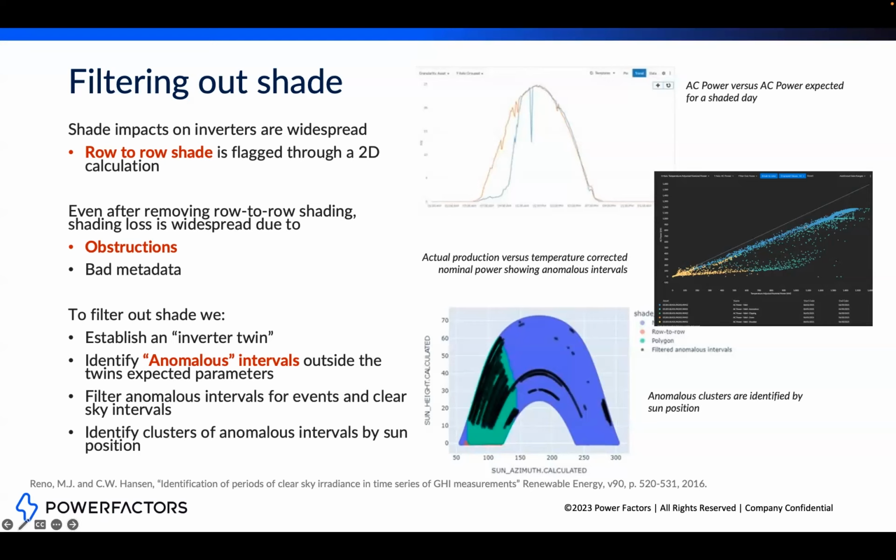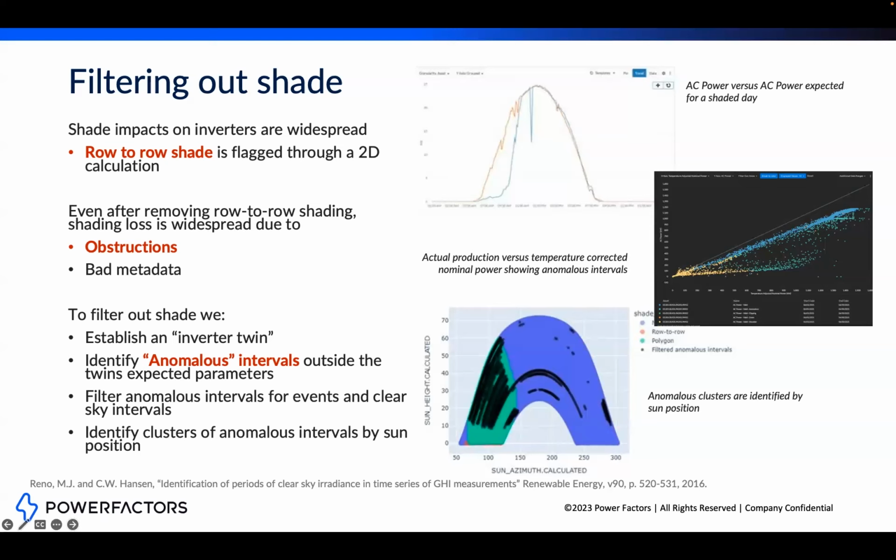Once we have anomalous intervals, we filter them for events and clear sky periods. Clear sky is filtered according to the citation from Reno et al. below. It's using the implementation in PVLib. Then we identify clusters of anomalous intervals by sun position using a k-nearest neighbors and a clustering algorithm. An example of an anomalous cluster is shown in green. This is already filtered, so we've removed a lot of the noise from cloudiness. Then we fit it with a polygon.